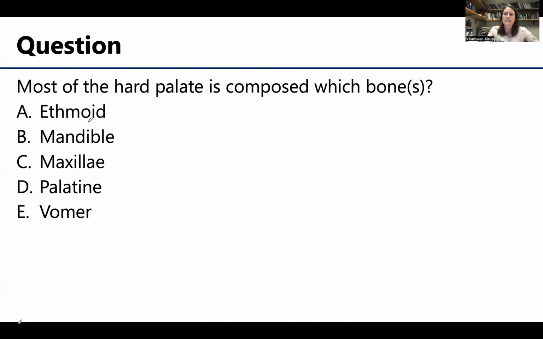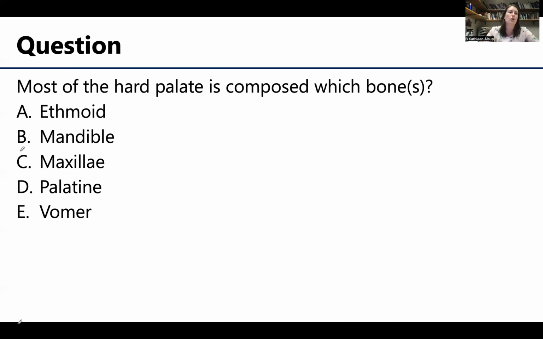All right, so let's finish up with a reminder in terms of the hard palate. I think the hard palate's an important area. We'll talk about soft palate more when we get to muscle. But when we talk about the hard palate, what makes up the majority of the hard palate in terms of bones? So pause the video, and if that doesn't pop up automatically, go find the answer.